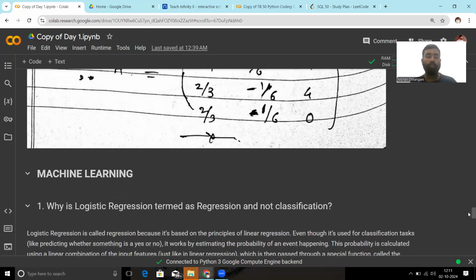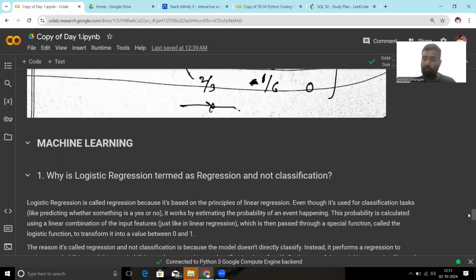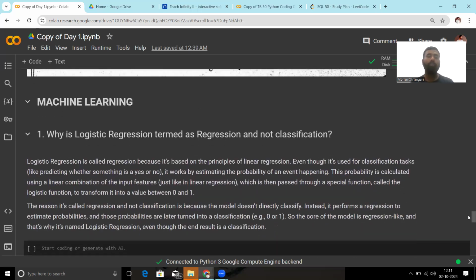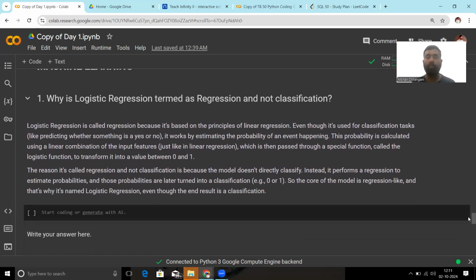Let me jump on to the machine learning question. So our first machine learning question is, why is logistic regression termed a regression, not a classification? Okay. So in that condition, first we understand what logistic regression is. So logistic regression is called a regression. There are two terms in that, logistic and regression.